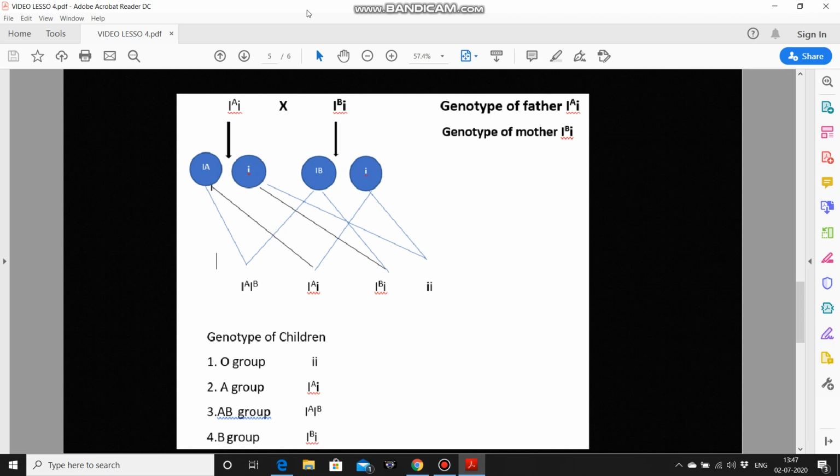If the IA gamete of the father fuses with the IB gamete of the mother, you will get IAIB, AB blood group. If IA gamete of the father fuses with the small i gamete of the mother, you get IAi, that is A blood group. If the small i gamete of the father fuses with the IB gamete of the mother, you get IBi, that is B blood group. And if the small i gamete of the father fuses with the small i gamete of the mother, you get ii. So 4 different phenotypes are obtained in the progeny.